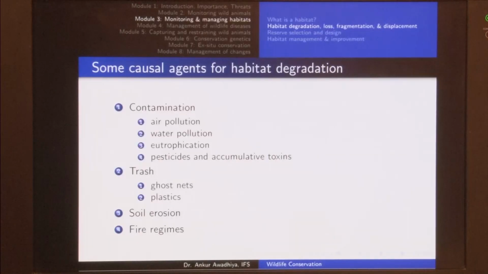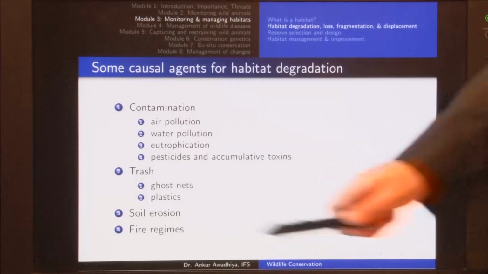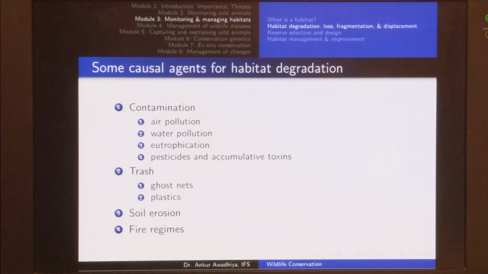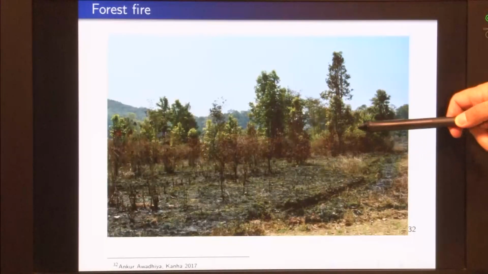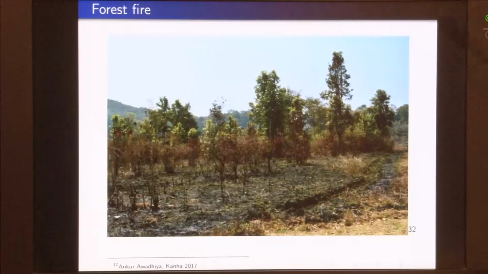Other things that lead to habitat degradation are things like soil erosion and fire regimes. So, if we have a heavy amount of soil erosion in some area, then plants might not be able to survive any further. So, that leads to habitat degradation. Similarly, fire regimes. Now, this is a picture from our Kanha Tiger Reserve and National Park. So, in the case of a dry deciduous forest, forest fires are a natural feature, but if the rate of forest fires increases, if their intensity or their magnitude or duration increases, that might also have a degrading role in the habitat. So, forest fires also become a factor of habitat degradation.